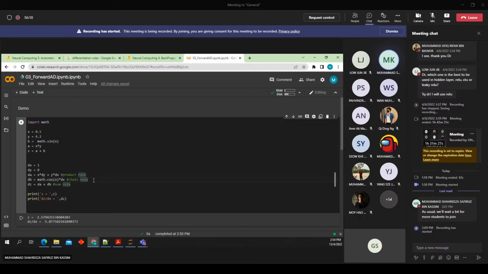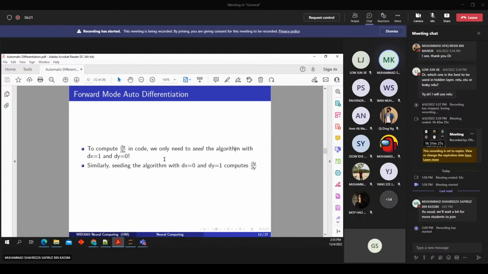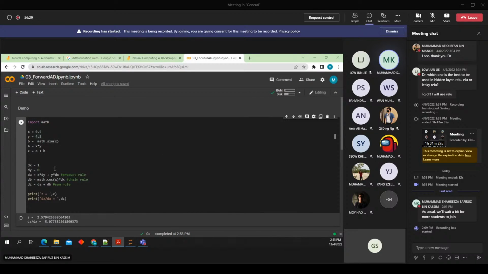Okay, so this is the idea that we're trying to push for. Okay, now so if we see dx dy equals 1 and x equals 0, you just need to print. If we want dz of dy, then we'll just change this to 0 and this to 1, and you get dz of dy. Okay, so that's the idea. Now, what is the problem with this? What is the problem with this?